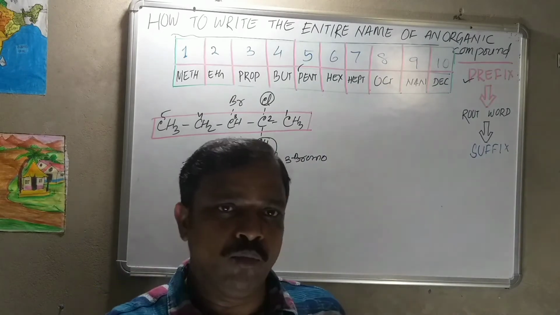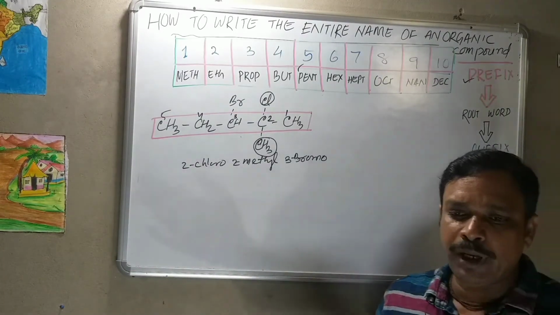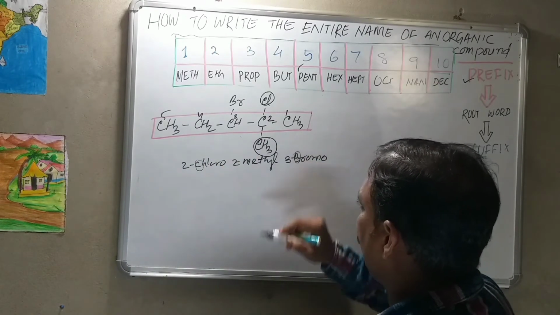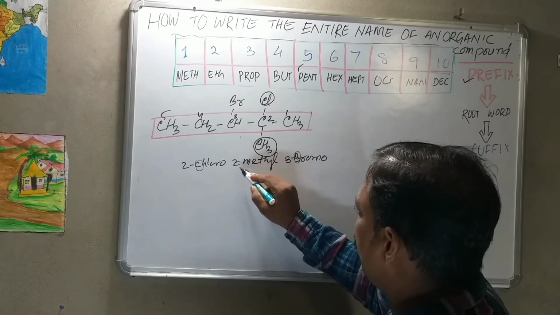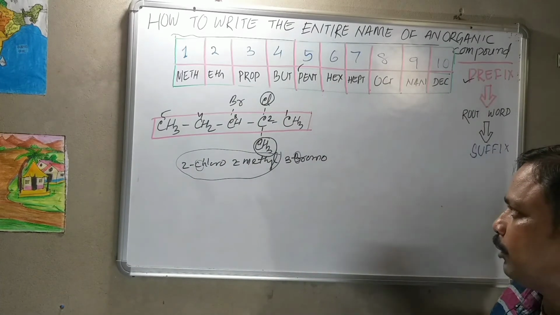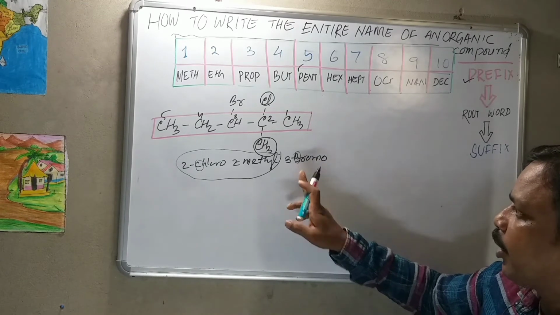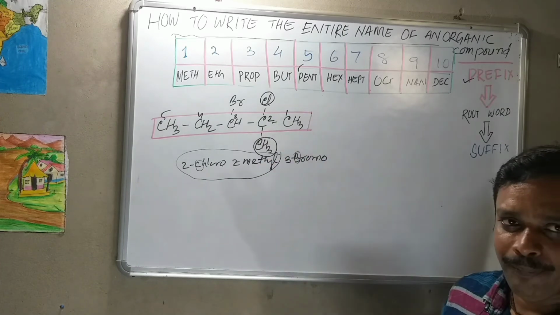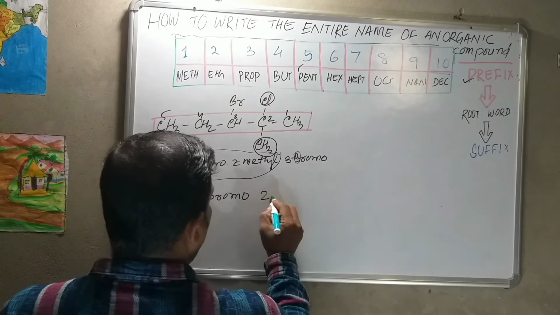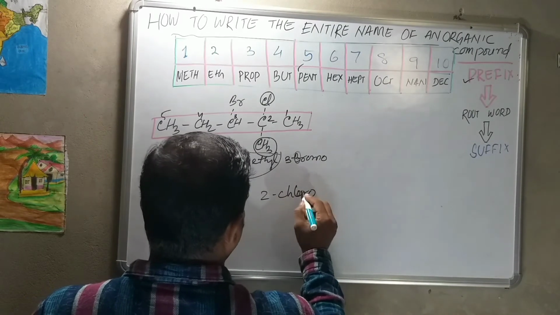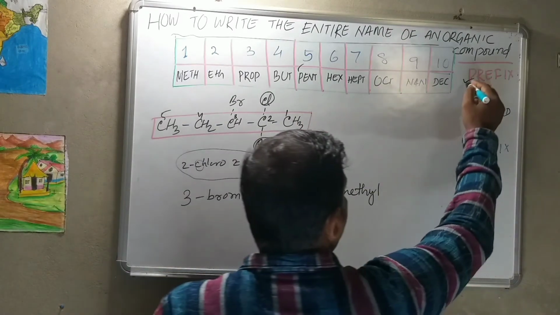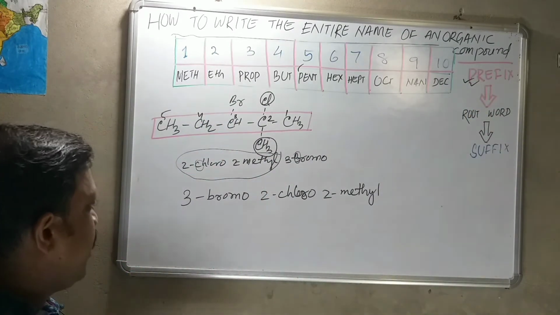This is wrong. According to the second rule, the substituents are always arranged in alphabetical manner. Bromo, chloro and methyl are here. But in second position, both chloro and methyl are placed, and bromo, B comes before C, and C comes before M. So we can write here 3 bromo, 2 chloro, 2 methyl. This is the prefix. We have completed the prefix for this carbon chain.